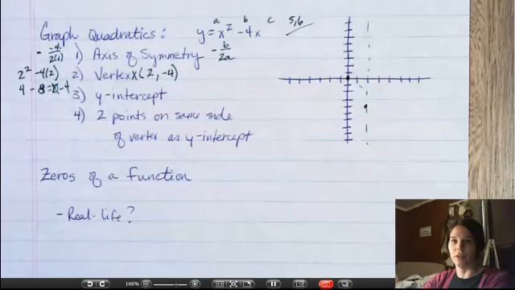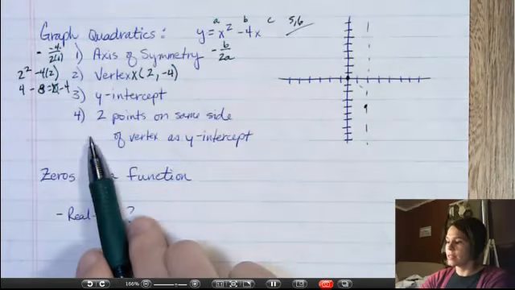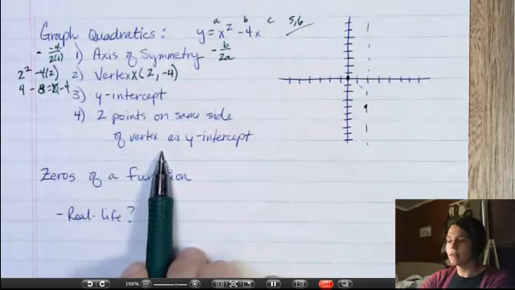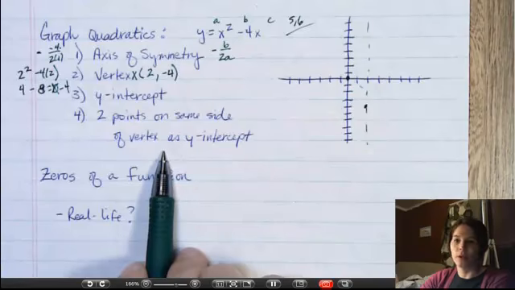So it goes through the origin right there. Okay, step 4. Find 2 more points on the same side of the vertex as the y-intercept. I'm going to argue this at this point. I'm only going to find 1 more point.